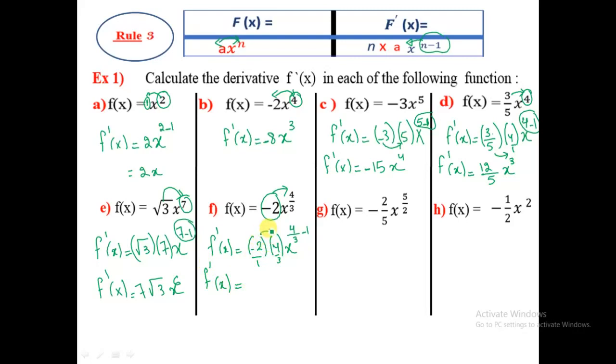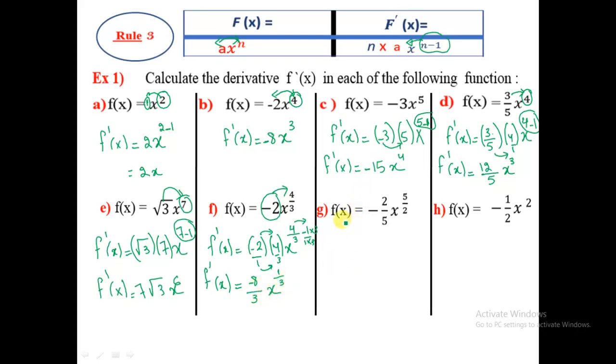Minus 2 times 4 is minus 8, and 1 times 3 is 3, x to the power. We will make a common denominator for the power. Here we will multiply by 3, and here we will multiply by 3, to get 4 minus 3 is 1 over 3. Then f prime equals minus 8 over 3 x to the power 1 over 3.